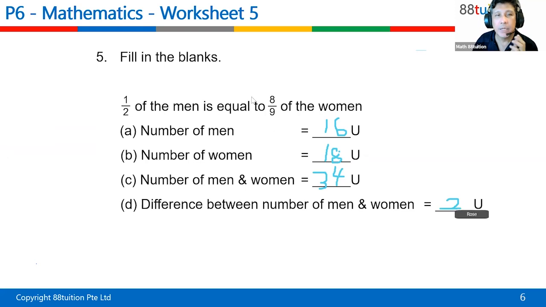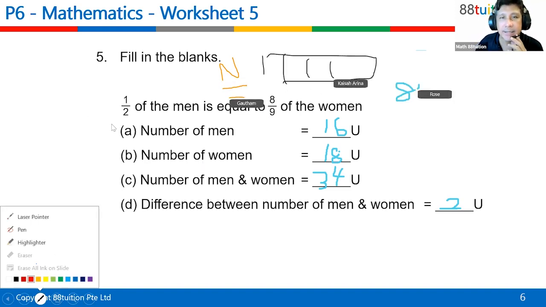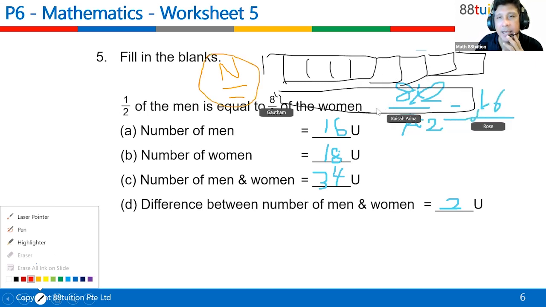Okay, now, children, what does it mean when they talk about half of the number of men is equal to 8/9 of the women? Okay, now children, Kaiser is actually drawing for us, so let's just see what happens. Kaiser is drawing 9, I think 1, 2, 3, 4, 5, 6, 7, 8, 9 boxes, and Kaiser is going to draw the half, if I'm not wrong.